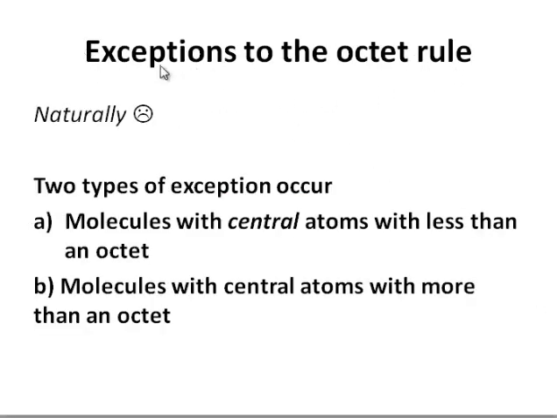Naturally, there are exceptions to the octet rule. Two types of exception can occur: molecules with central atoms with less than an octet, and molecules with central atoms with more than an octet. Again, let me emphasize, central atoms. We'll look at the first type first, and then we'll look at the second type.